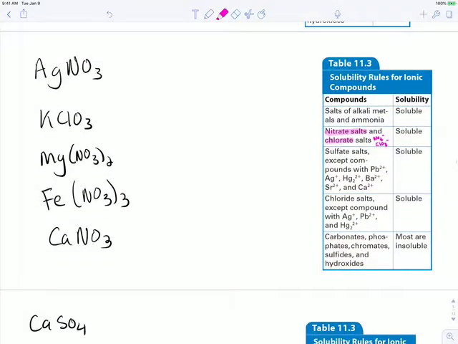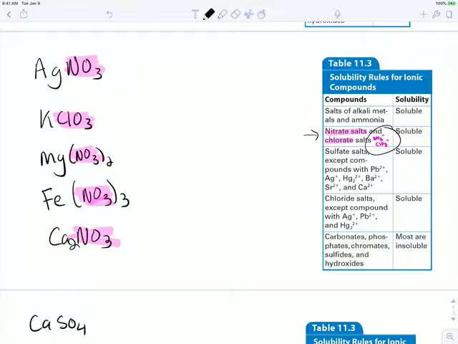So if we look at the second rule, this rule deals with nitrate salts and chlorate salts. So I put in what nitrates and chlorates are right here, and then I created some compounds. So we're just going to go through and see if there's anything that's not soluble here. So if they end in nitrate, they're always soluble. There are no exceptions to this rule. Potassium chlorate, soluble, no exceptions. Magnesium nitrate, soluble, no exceptions. Iron 3 nitrate, soluble, no exceptions. And calcium nitrate, that should have been a 2 here, also soluble because it's not an exception.